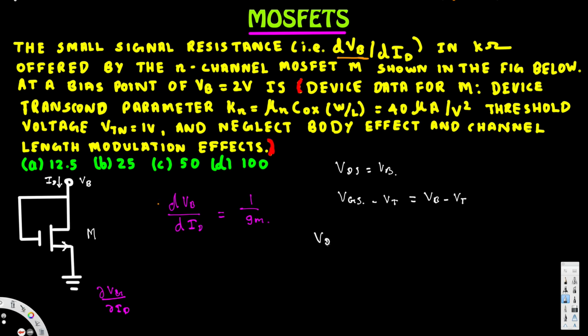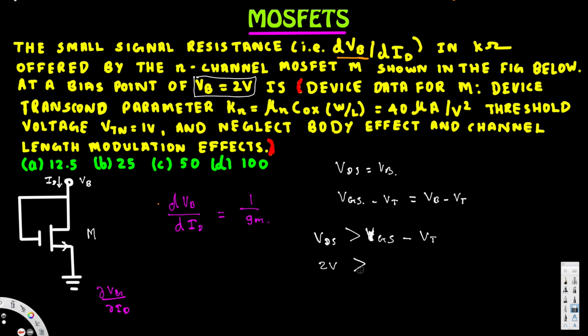Now if VDS is greater than VGS minus VT, this MOSFET is in saturation. This VDS is the drain voltage. Now let's look at the given information. VB is given. This is the drain voltage, so 2 volts, and the gate voltage is also the same since it's connected.